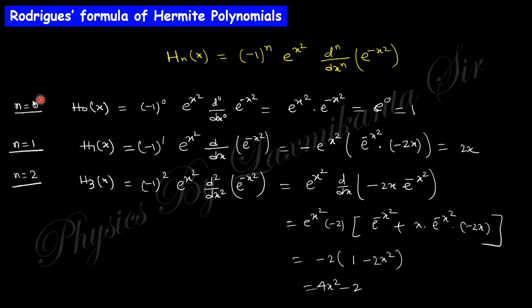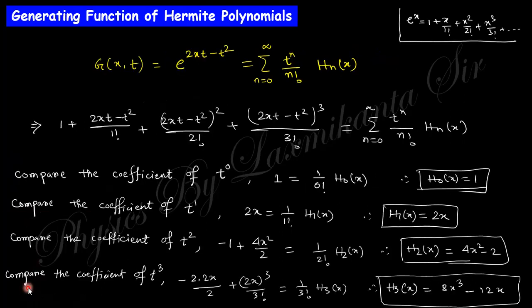Put n equal to 0, you can easily find out. Put n equals 0 in this expression, you will get 1. Put n equals 1, H1(x) is found like that. Put n equals 2, you will get H2(x). This is not H3, this is H2(x). Clear? So H2(x) equals 4x square minus 2. I think it is clear.